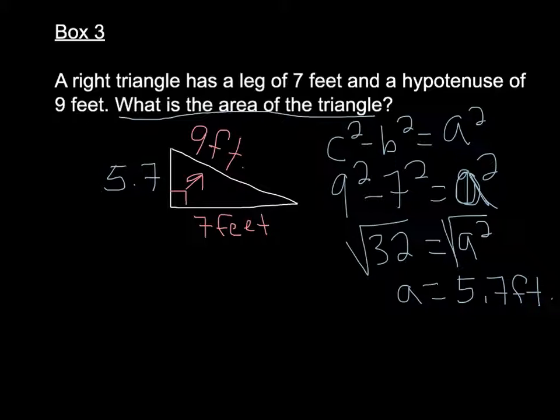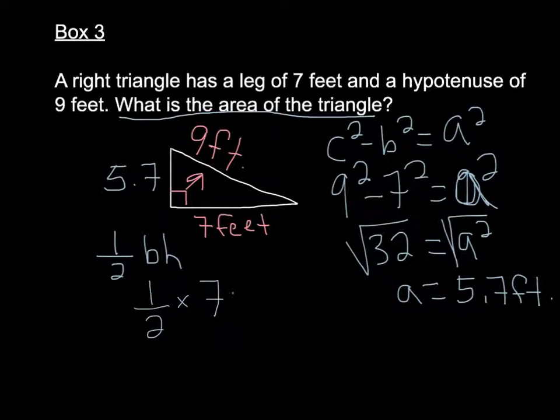You have to know the formula for the area of a triangle. It's 1/2 base times the height. You should have learned that before. Now the base and the height of a right triangle are the two legs. So we're not going to use the 9 feet. We're going to use 5.7 feet and 7 feet. So you do 1/2 times 7 times 5.7.